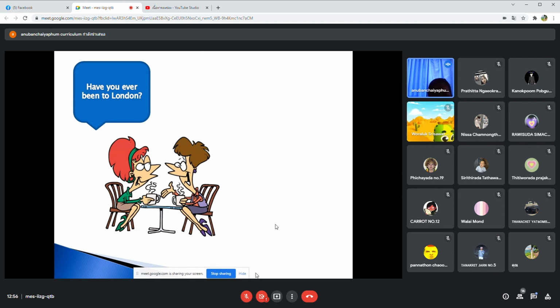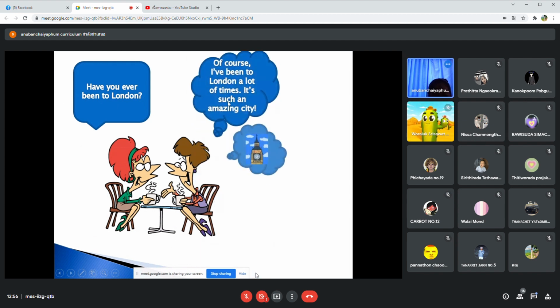The question here: Have you ever been to London? So this one is interrogative. It's a question form. Of course, I've been to London a lot of times. It's such an amazing city. So here, this one is your present perfect form. The form is interrogative. So those are the different forms of the present perfect tense.